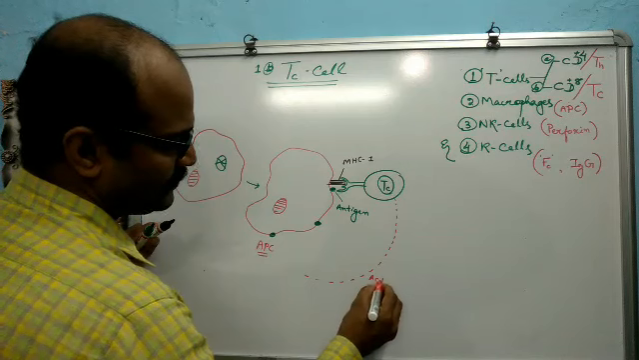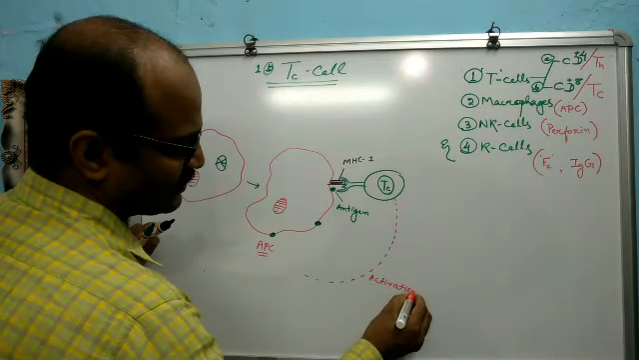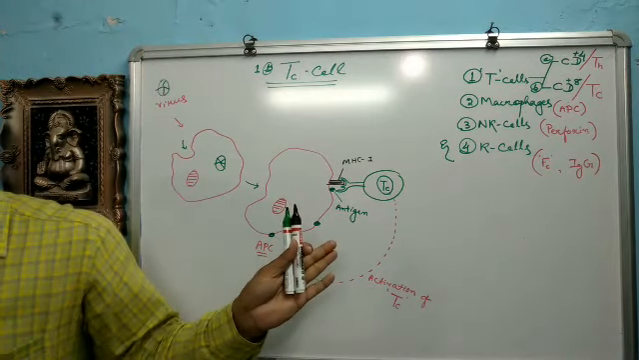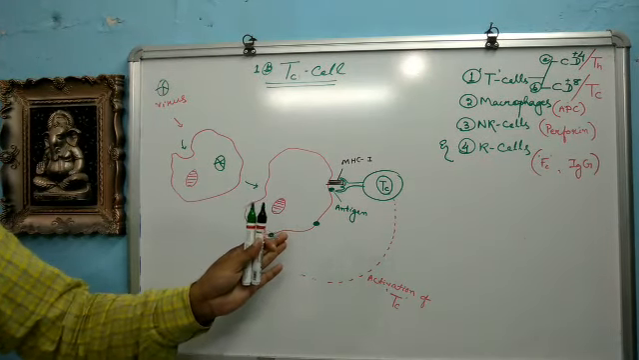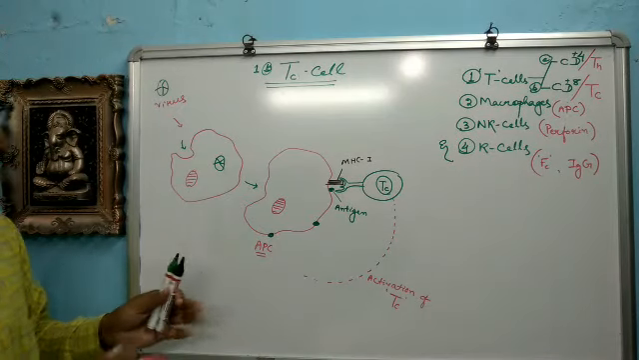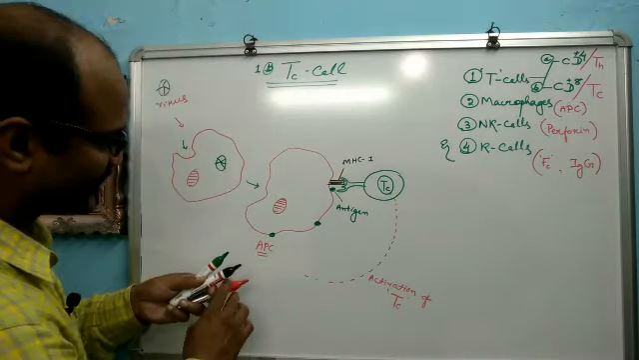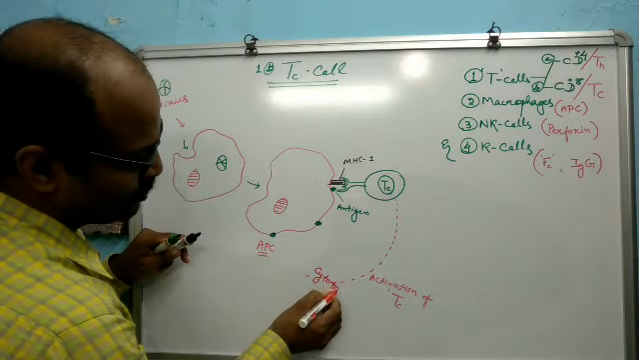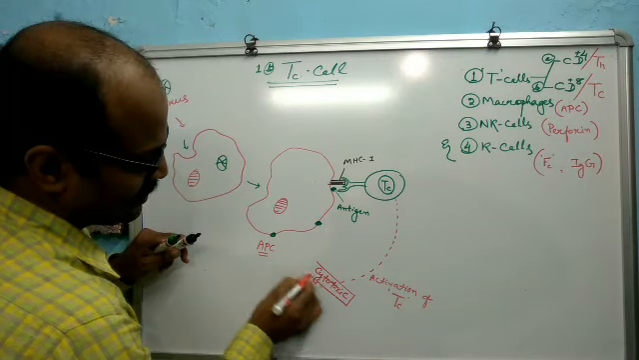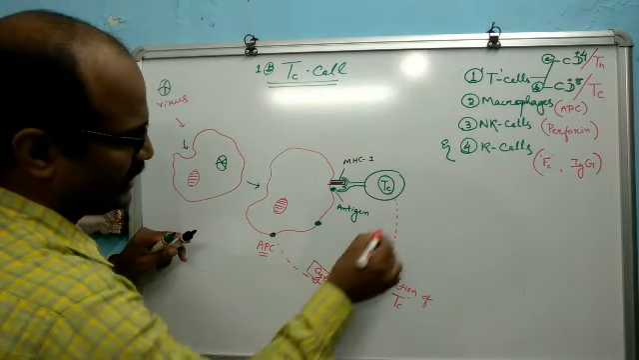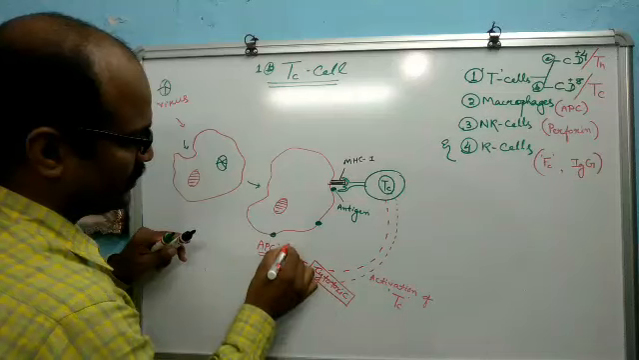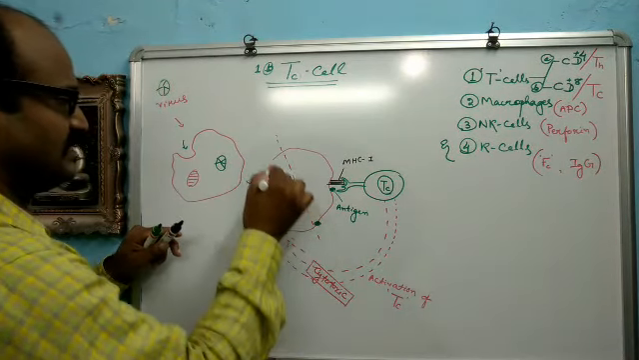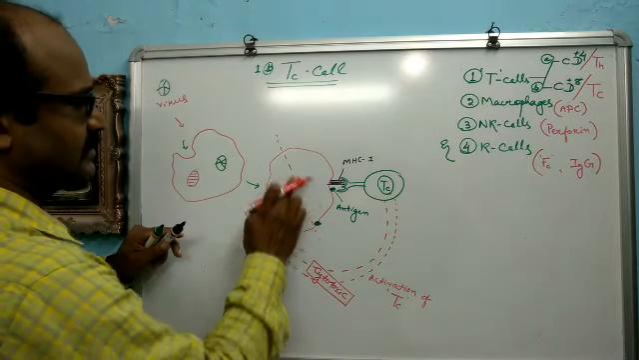This is the activation of TC cells. The TC cells get activated and become cytotoxic. Because of the cytotoxicity, the viral infected cells get lysis.